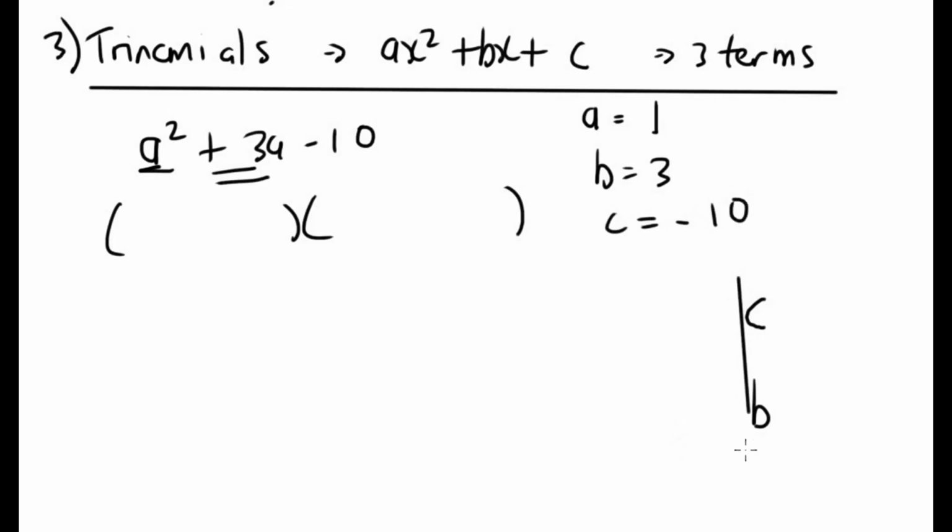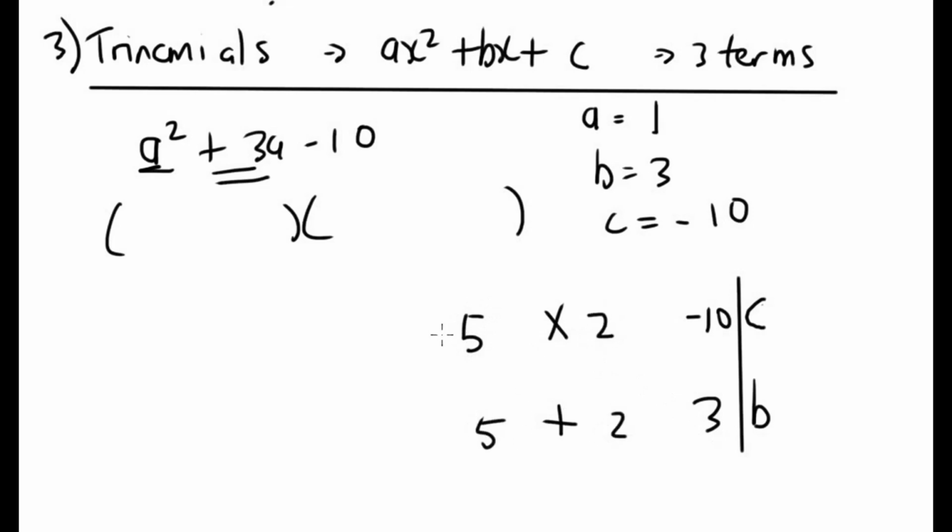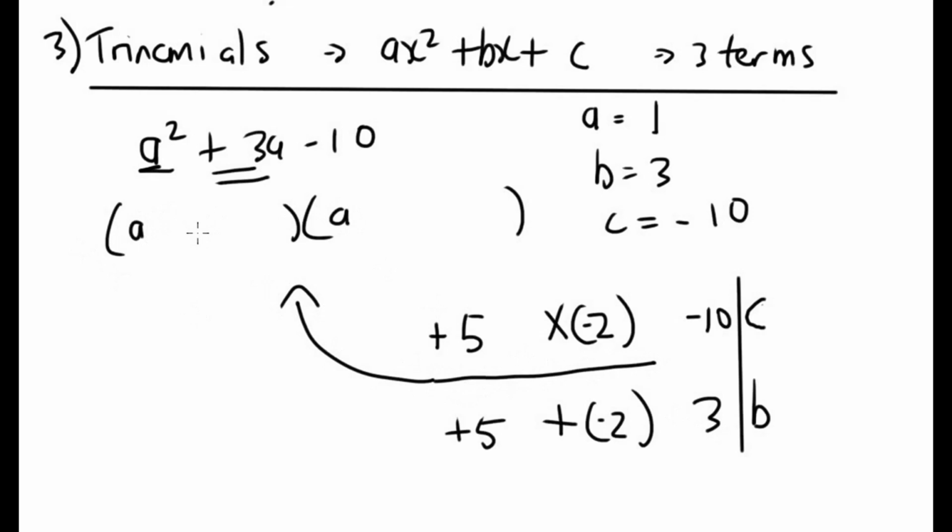So in our case, we can see here that c is equal to -10 and b is equal to 3. So something times something must give us -10, but when I add it up, it must give me 3. So in this case, we can see that's going to be 5 and 2. And in this case, the 5 has to be positive and the 2 has to be negative. Why? Because when you multiply it together, it gives you -10. When you add it together, it gives you 3. So you're going to have an a over there and an a over there, and then we're basically taking our factors that we just found, and that goes over there. So it's plus 5 and minus 2.